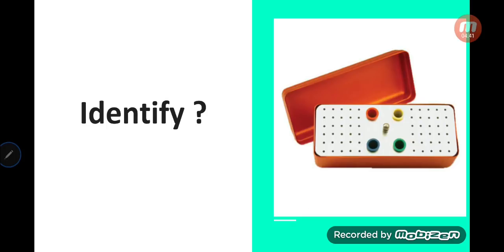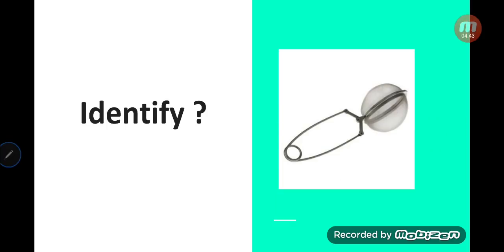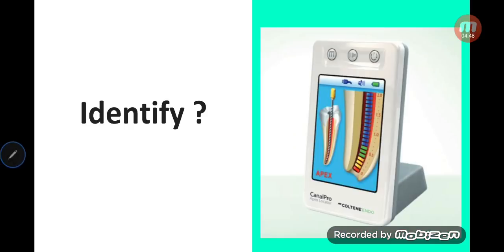This is an endo box, where you can keep your files. This is a bur sterilizer, where you can keep the burs inside and keep it in the autoclave. Bur sterilizer. I hope you are very good at this. This is an electronic apex locator.